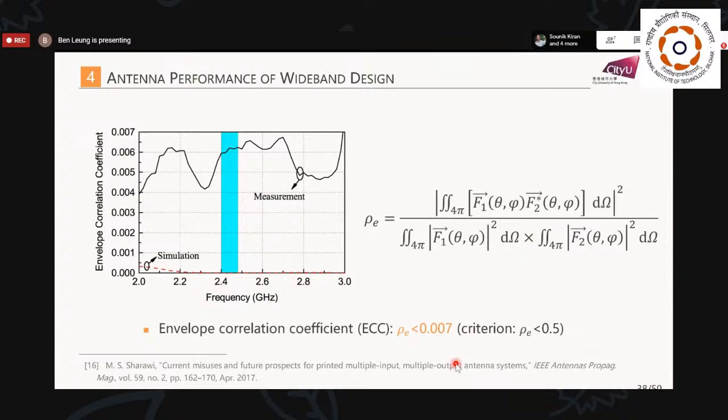For diversity antenna design, we need to know the ECC, which is the envelope correlation coefficient. And we have done measurement. We found that it is much less than 0.5, which is the criterion for a practical diversity antenna in the industry.